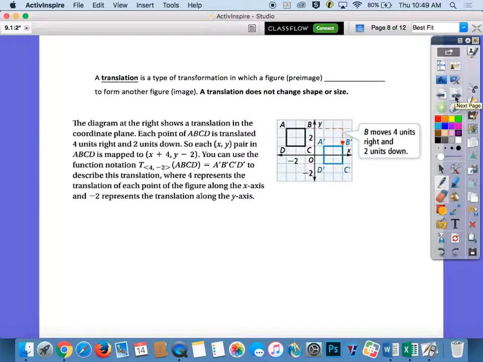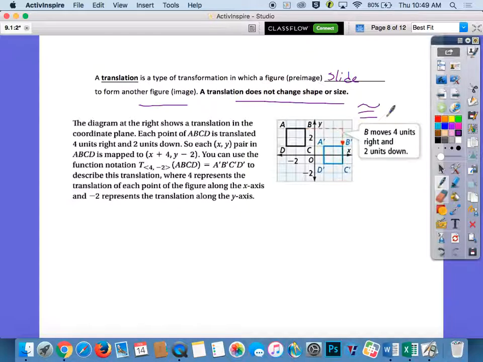So we're going to talk about our translations, guys, and we're going to include these vectors in it. So this is how we're going to expand on this. Your translation is a type of transformation in which a figure, your pre-image, is going to slide, and we talked about that before. It's going to form another figure, all right? It does not change the shape or size either, so of course these guys are going to be congruent. It's a congruence transformation.